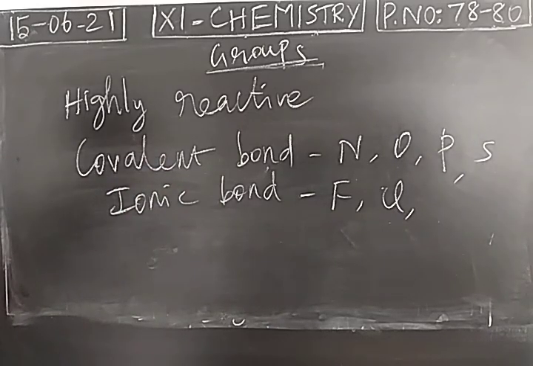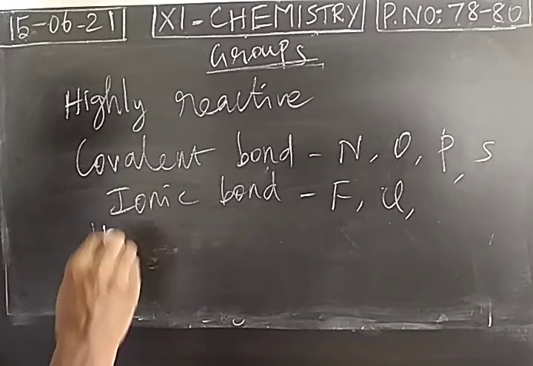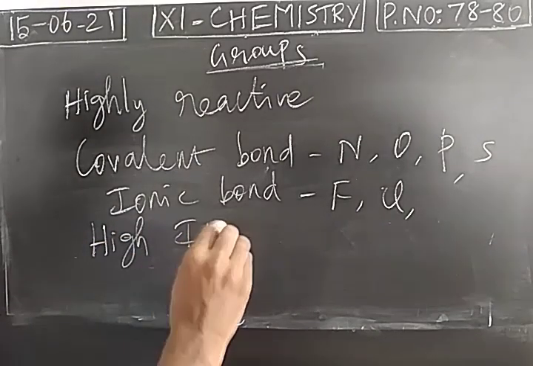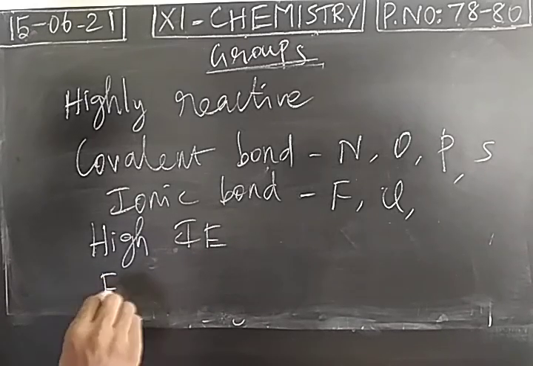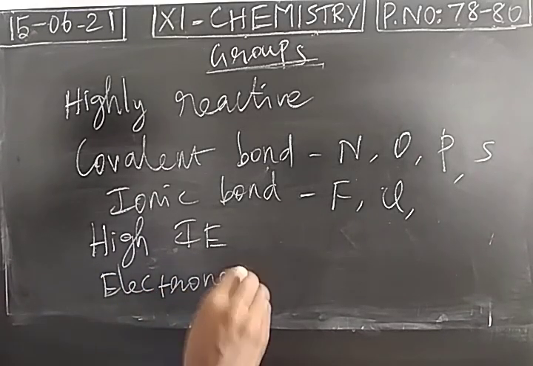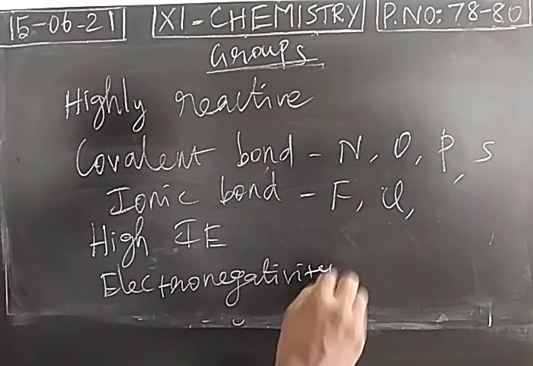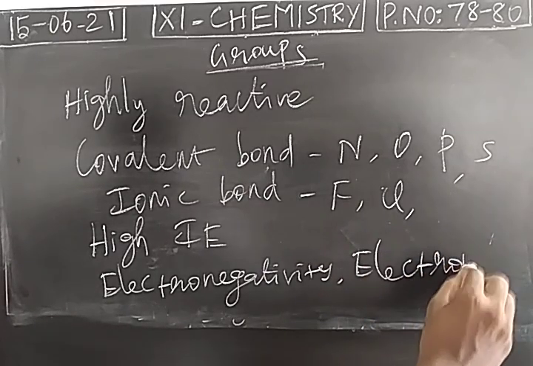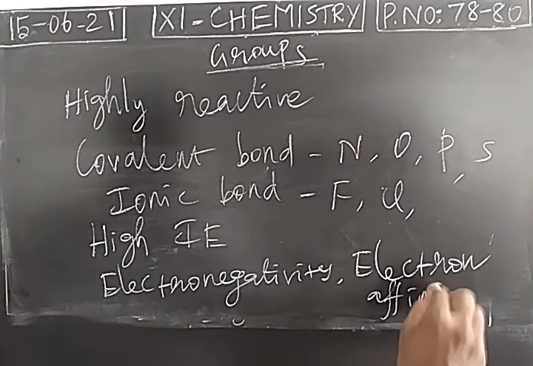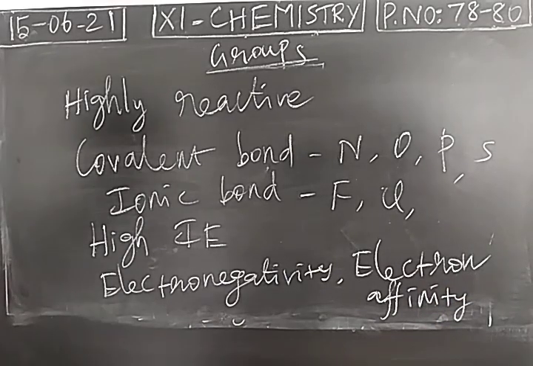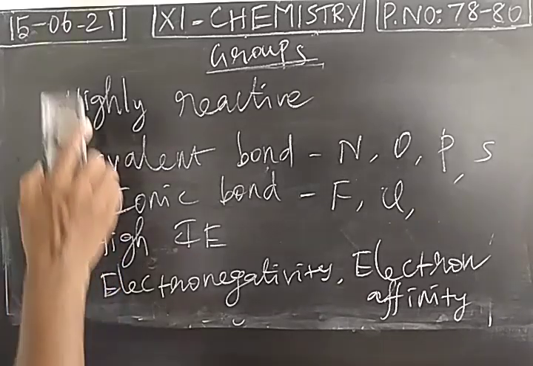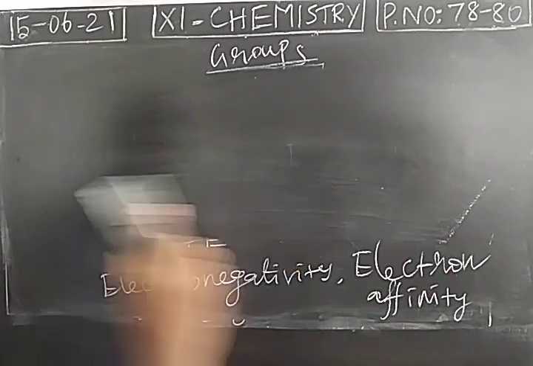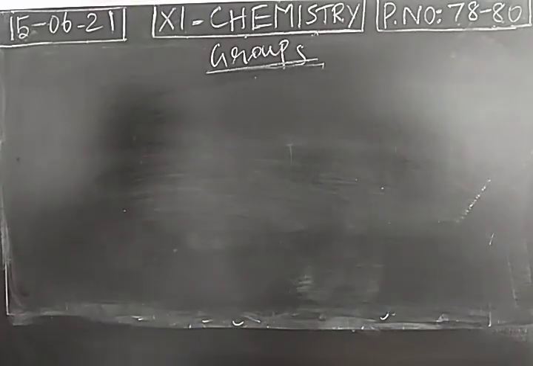They are highly reactive in nature and they will have high ionization energy as well as electronegativity, then electron affinity. So these properties will be discussed later. These are called the periodic properties. Okay. So all these will be more for p block elements. So group 1 and 2 completed, group 13 to 18 completed.